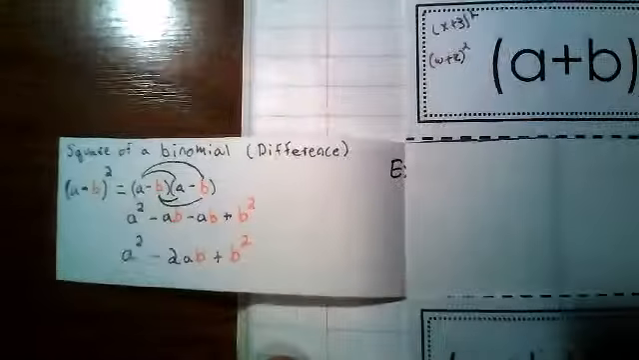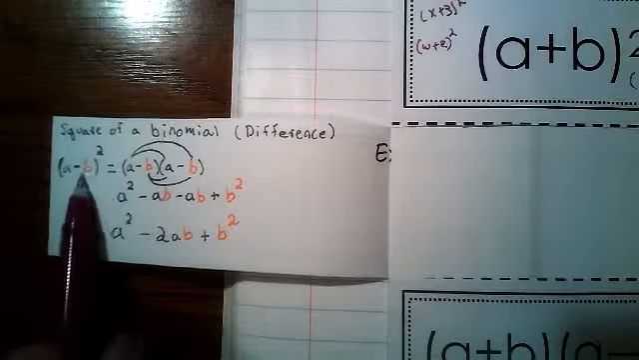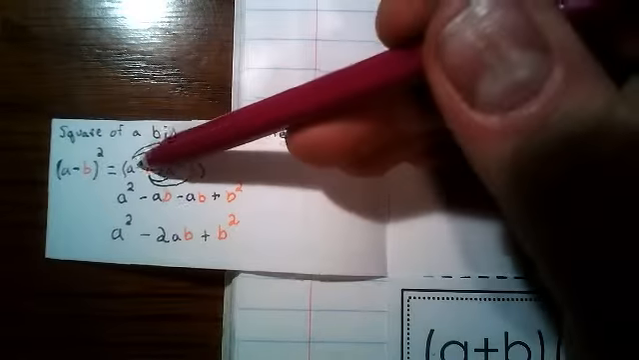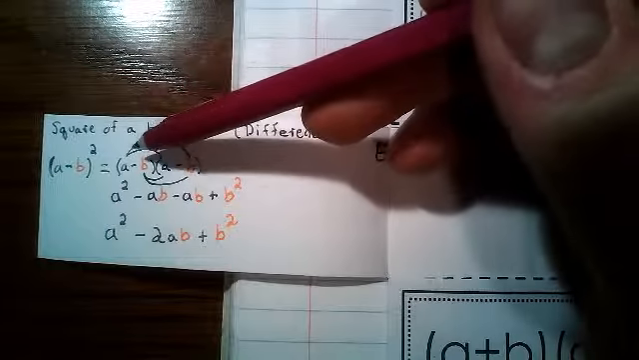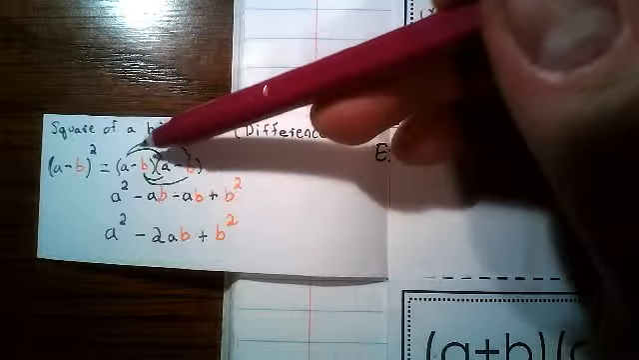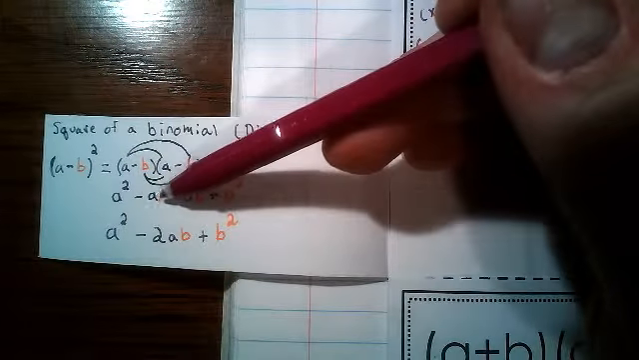So if I write this out, I can still use the FOIL method. So it's a minus b squared. And if I write it out, that's a minus b times a minus b. And using FOIL, a times a gives me a squared. A times negative b gives me negative ab.